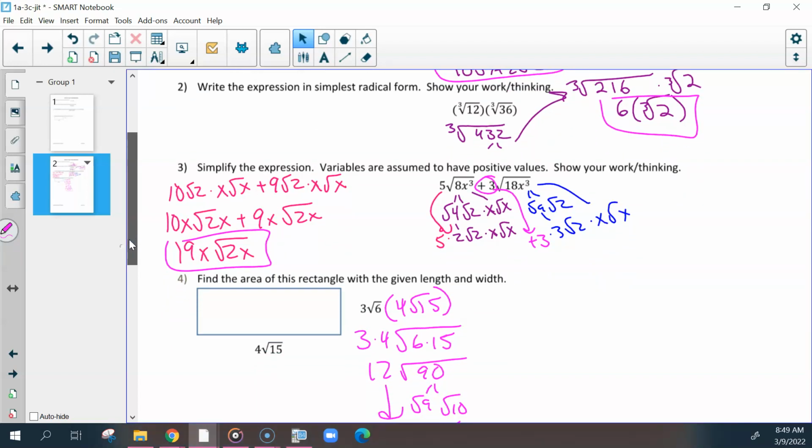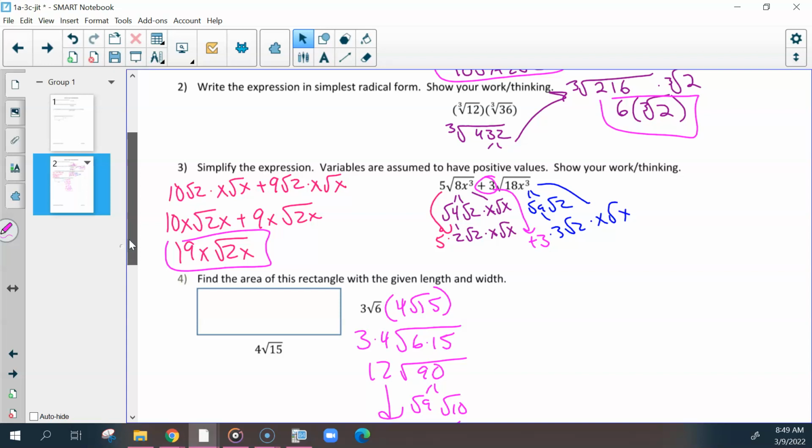Number 3, we were adding these two expressions together, but we had to simplify them both. If you simplify the first one, we get 2 times the square root of 2 times x times the square root of x, and then times the 5 that was outside. Simplifying the second part, we have 3 times the square root of 2 times x times the square root of x, times the 3 that was on the outside. And then we could start to bring those all together.